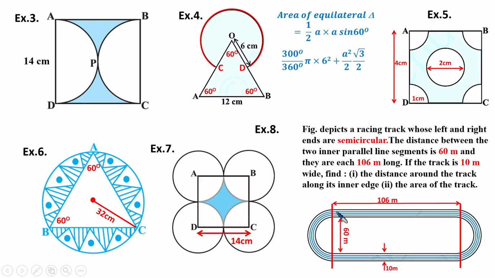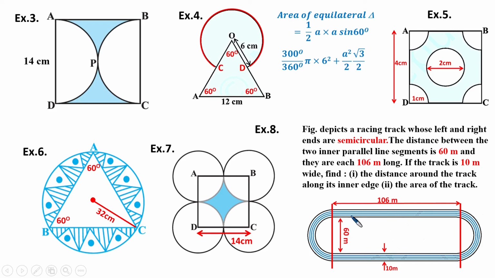So 30 plus 10, the radius will be 40 meter. So you can know the half of this circumference will be this length and this half also. So the perimeter of this circle you now know, and you know the length also. So the distance around the track is this distance 106 plus this perimeter around the track along the inner edge. So the inner edge will be 30 pi.